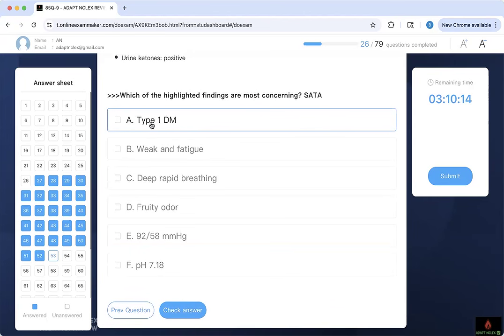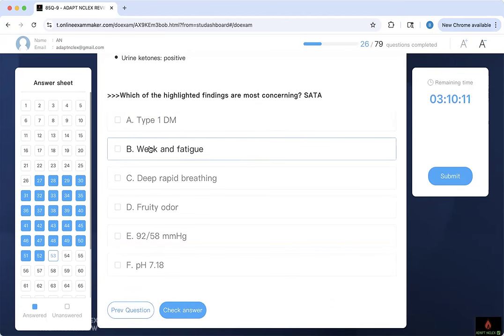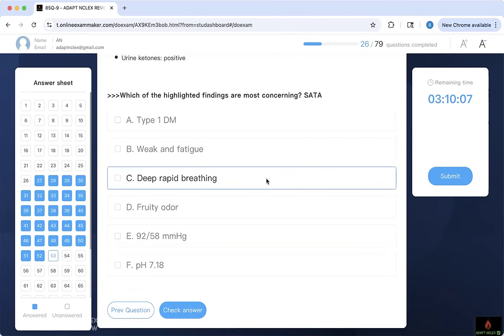Patient is diabetic. Should that concern you? Patient is weak and fatigued. Should that concern you? Patient has deep, rapid breathing. Should that concern you? Patient has fruity odor. Should that concern you? Blood pressure is that and pH of that. That's acidosis. This tells you the patient is in what? What situation is this patient in? Patient is in DKA.